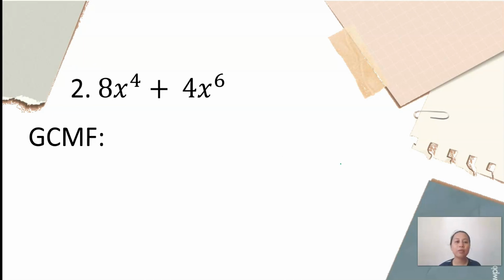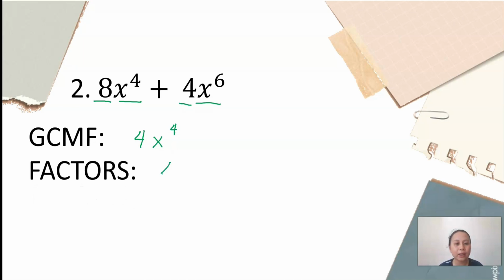The GCMF of the polynomial 8x raised to the power of 4 plus 4x raised to the power of 6 is, in 8 and 4, GCF is 4. X raised to 4 and x raised to 6, the one with the smallest exponent will be our GCF. Hence, our GCMF would be 4x raised to the power of 4.